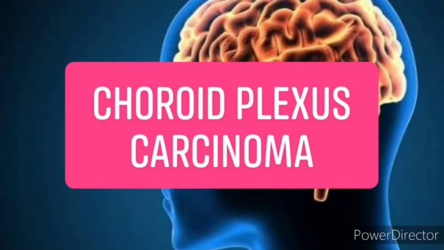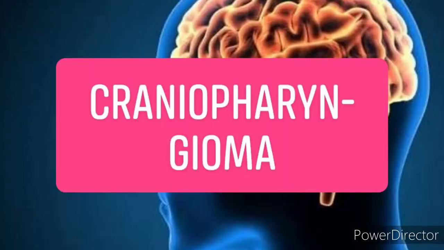Choroid plexus carcinoma, a rare cancer that occurs mainly in children. It begins near brain tissue that secretes cerebrospinal fluid or CSF. The clinical manifestations are blurred or double vision and other clinical manifestations.